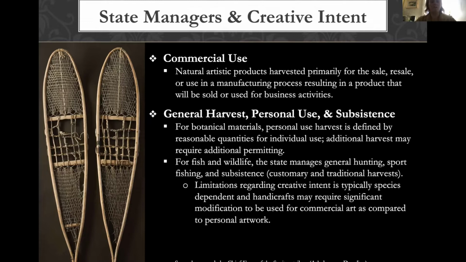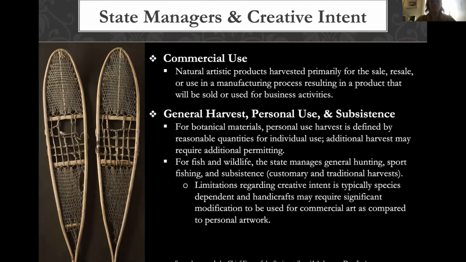Now they have general harvest, personal use, and subsistence. This is where it gets a little interesting because they make the distinction between botanical materials and fish and wildlife materials. They are managed by two different entities. Again, remember back in the past lecture when I started talking about Alaska Department of Natural Resources and Alaska Department of Fish and Game. They manage different things and thus they manage them differently.